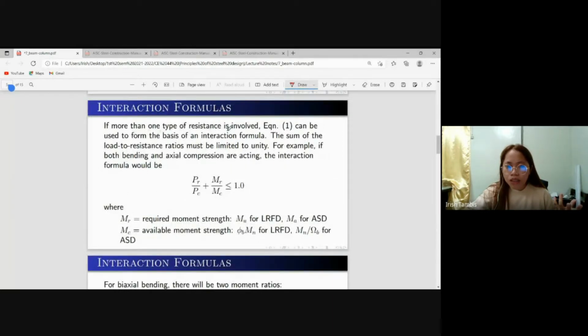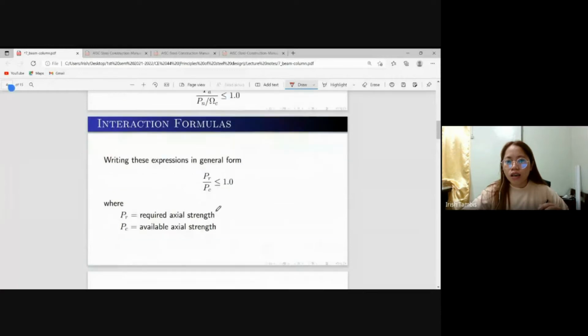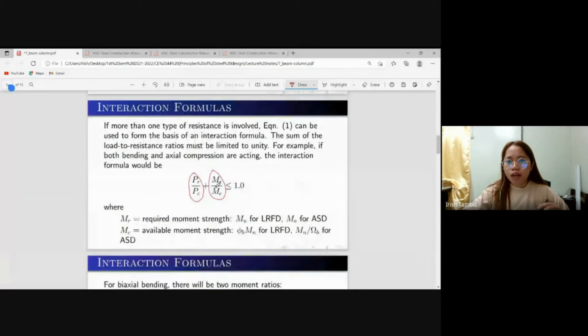If more than one type of resistance is involved in equation 1, it can be used to form the basis of an interaction formula. The sum of the load to resistance ratios must be limited to unity. For example, if both bending and axial compression are acting, the interaction formula would be this. This term here, the first term would be the axial term, and the second term would be the flexural term or the bending term. No? We have here the P sub R. This is the required strength divided by the available strength. The M sub R, this is the required moment strength, and the M sub C is the available moment strength.